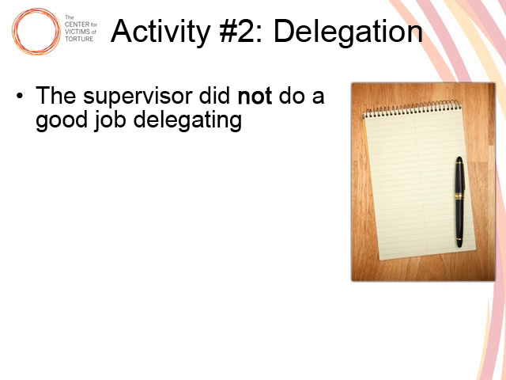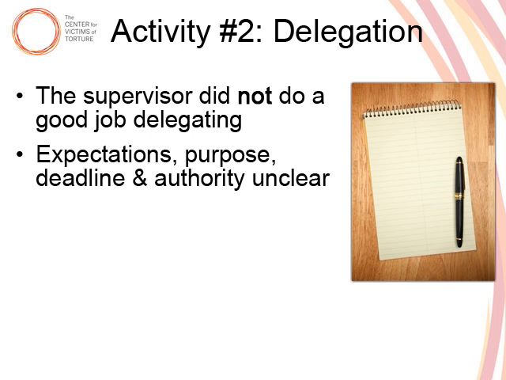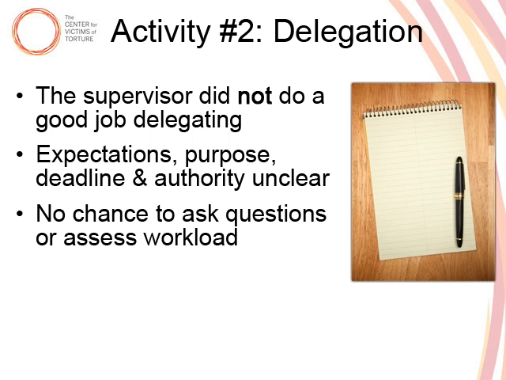The supervisor did not do a good job delegating in this situation. She was not specific about what her expectations were or why she needed this work. She failed to communicate a deadline and how much authority she was giving Phil on this task. Also, she did not give Phil an opportunity to ask questions or to communicate about his workload.